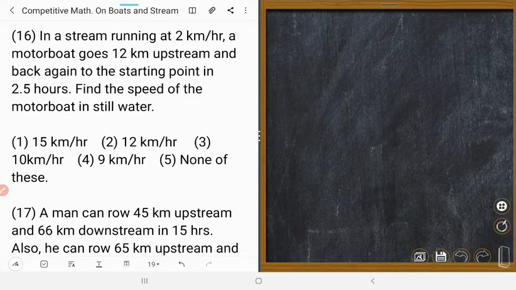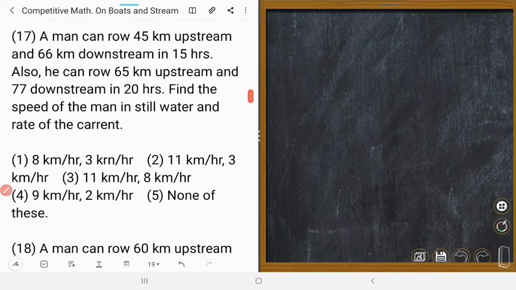So the right answer is 10 kilometers per hour. That is question number 16. You will do it at your home. Okay. Next one is 17.